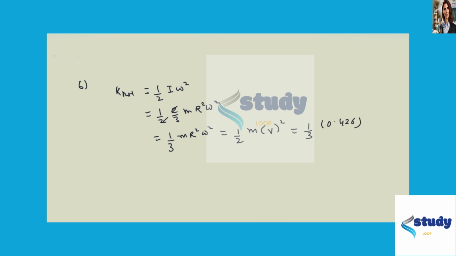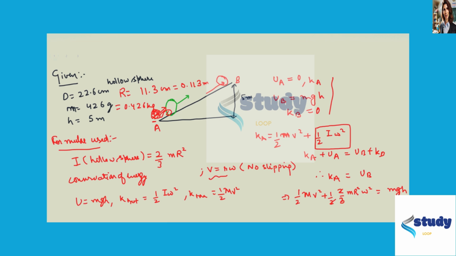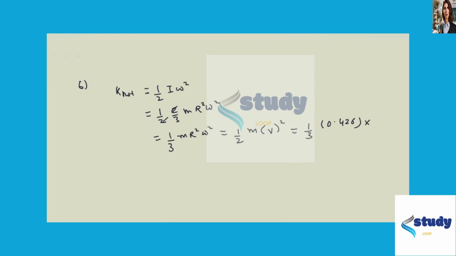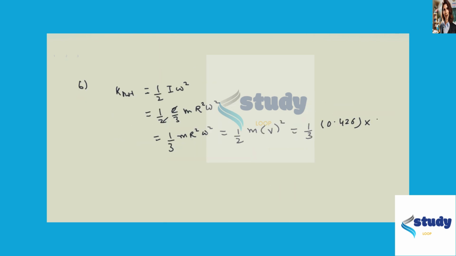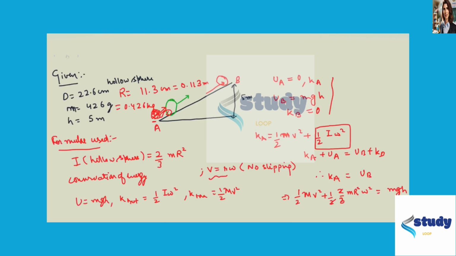Putting in the value of the mass, which is 0.426 kg, times v, which we found to be 7.67, whole squared, this comes out to be 8.35 joules. So at the base, we have rotational kinetic energy equal to 8.35 joules. That's your answer for this question.